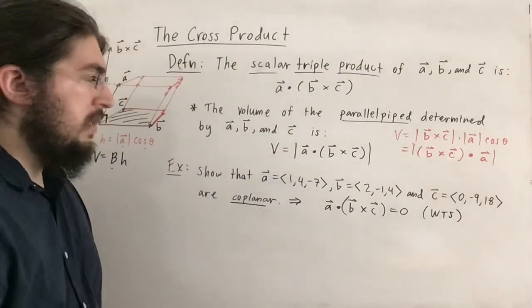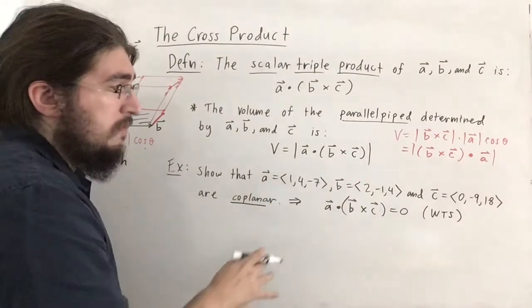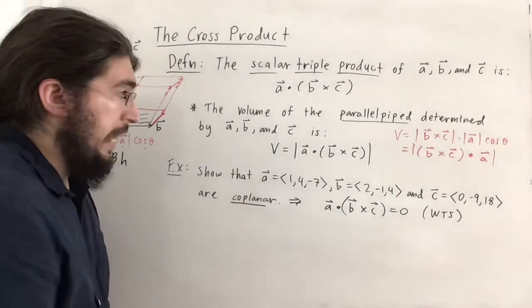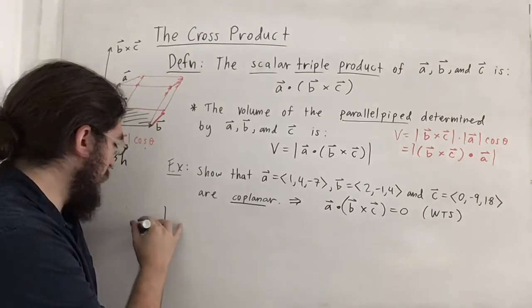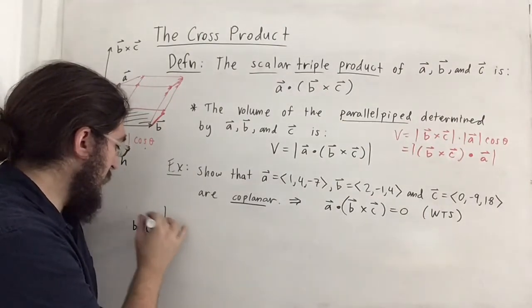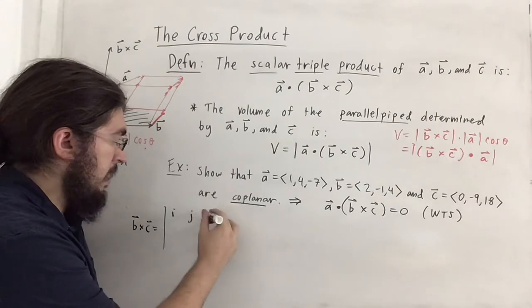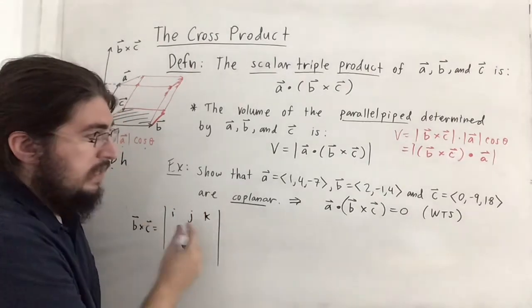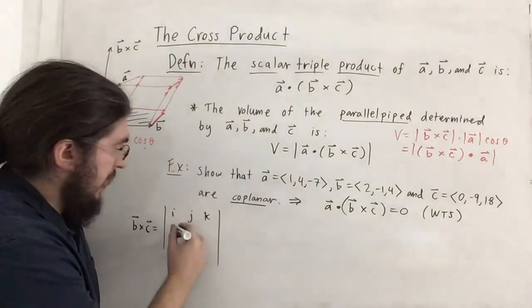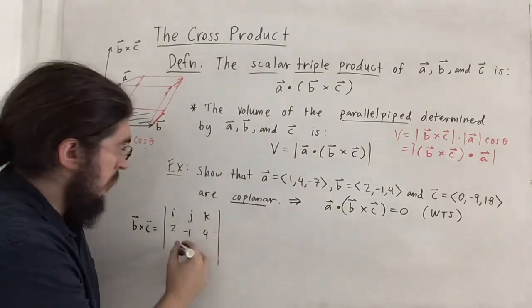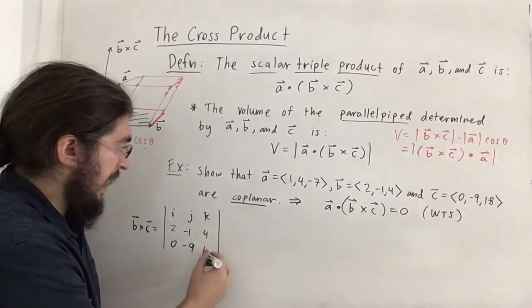So how do we show this? Well, we'll just actually take the cross product of B and C and then dot that with A. So let's see if we can do that. So first, let's take the cross product of B and C. So B cross C is equal to, remember, the determinant of this 3 by 3, i j k, 2, negative 1, 4, 0, negative 9, 18.